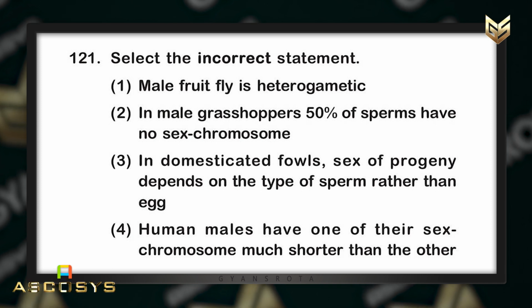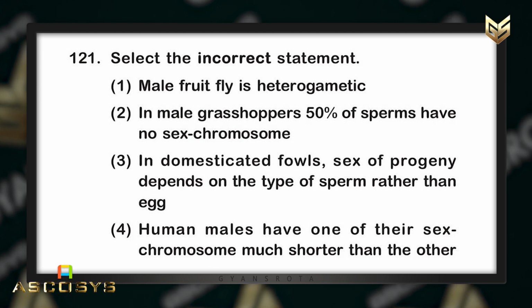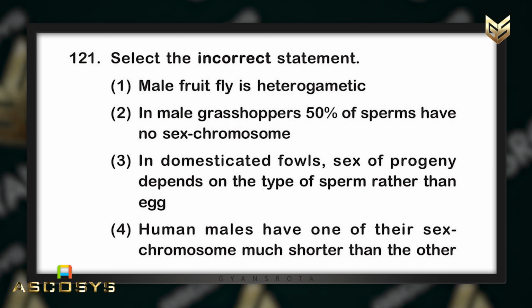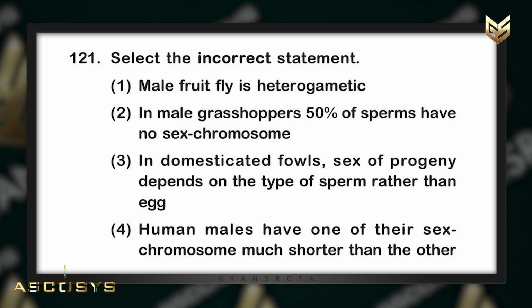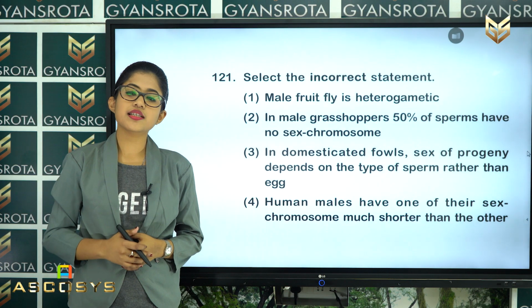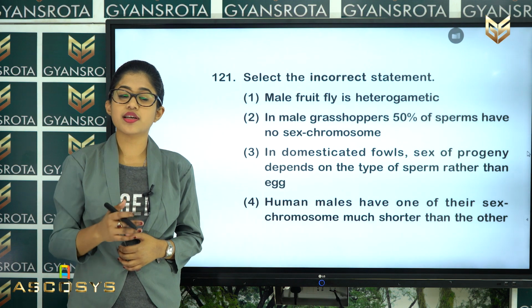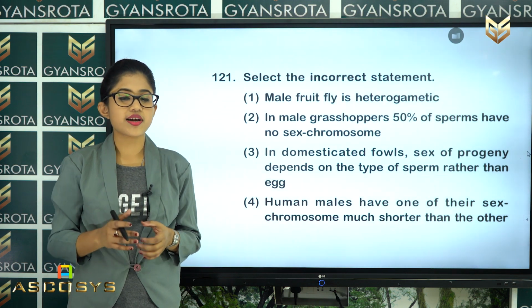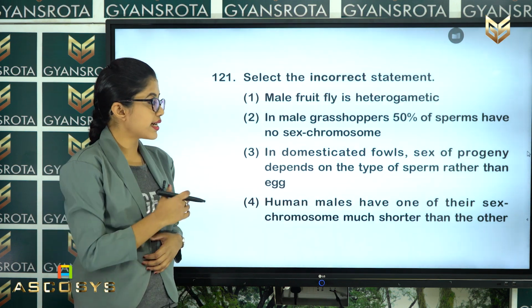And third statement, it says that in domesticated fowls, sex of progeny depends on the type of sperm rather than the egg. And the fourth statement, it says that human males have one of their sex chromosomes much shorter than the other. So, we have discussed this in the chapter Principles of Inheritance and Variation, right? So, which among them is the correct option?